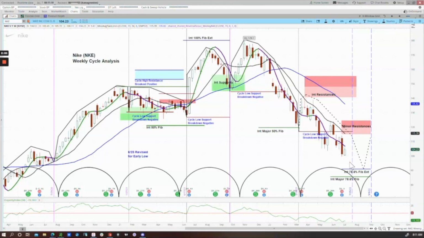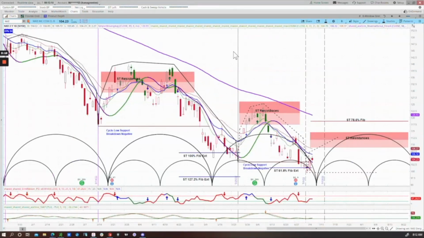Momentum in here is negative, as indicated by our proprietary reversal scout. So we have negative cycle structure, negative momentum, and late declining phase of this cycle going into the cycle timing window. Our next level on the downside is this intermediate 78.6% fib extension at $90.85.